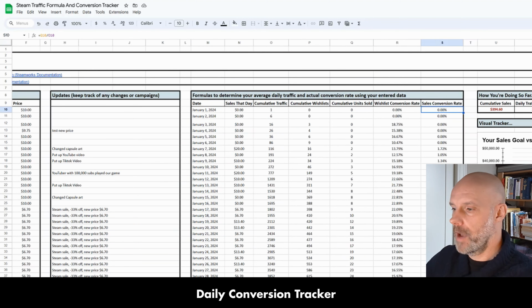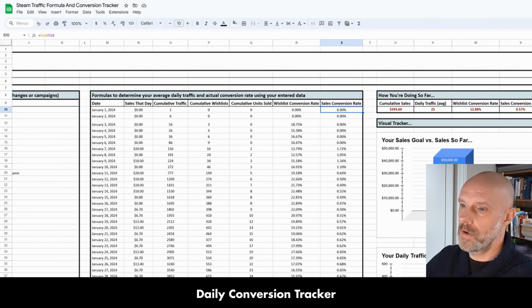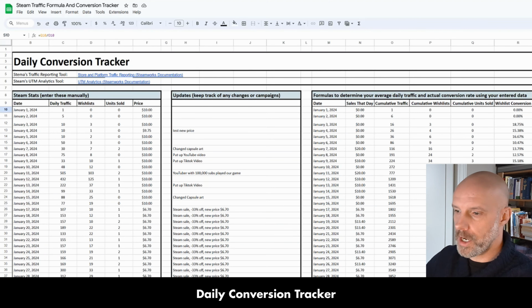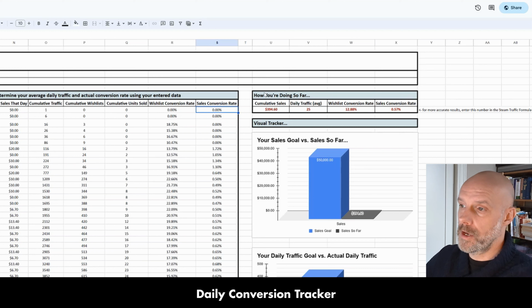Then over here, I want to put everything in one spot. So this is where you're doing your work. And then over here on the right side, you're going to see how you're doing so far. So cumulative sales up to whatever last date in my example is $394. My daily traffic average is 25 people every day. Again, my goal was 457. I'll get to that soon, right? But my daily traffic is 25.